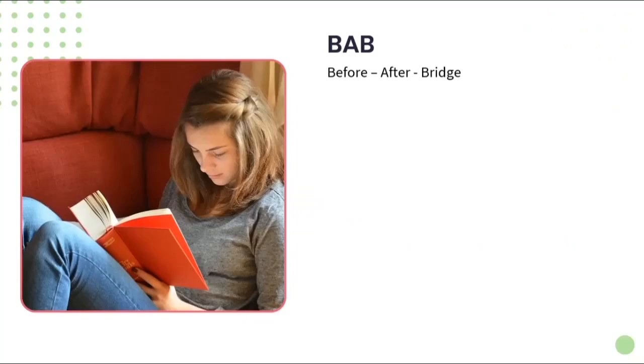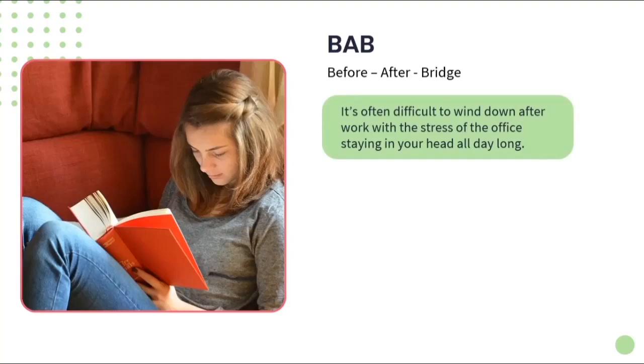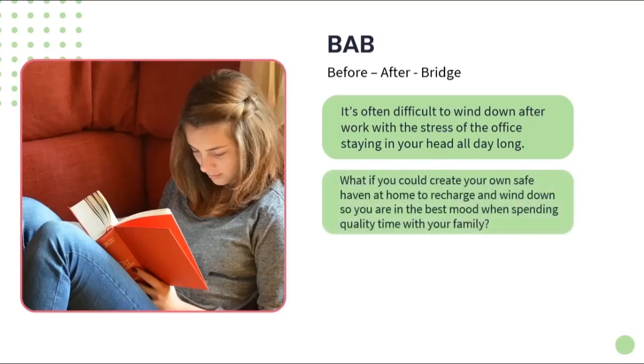The next example is the BAB formula, before, after, bridge. So in before, you describe the current situation of your buyer's persona. It's often difficult to wind down after work with the stress of office staying in your head all day long, right? That's something that we're highlighting in the before. When we move from before to after, we describe the ideal scenario of what it could be like. What if you could create your own safe haven at home to recharge and wind down so that you're in the best mood when you're spending quality time with your family? Isn't this what anyone would actually want, really?